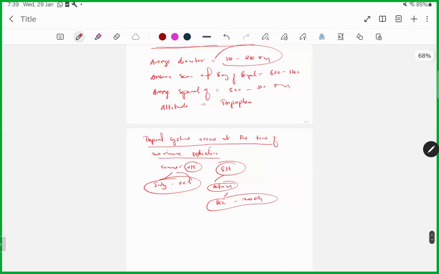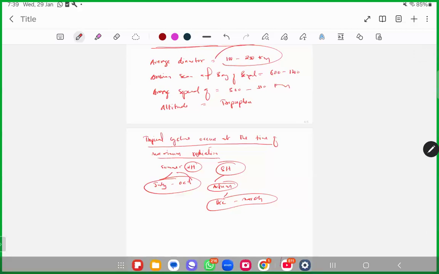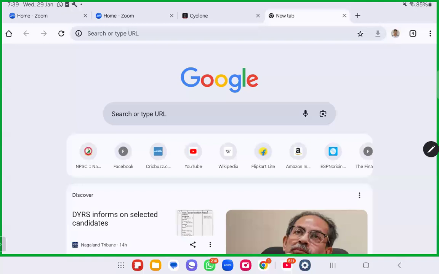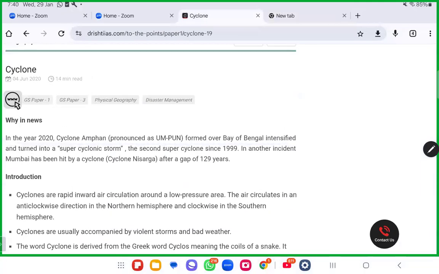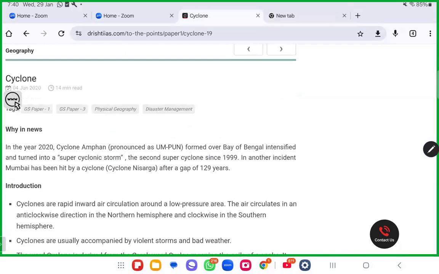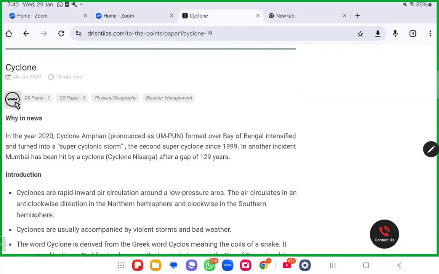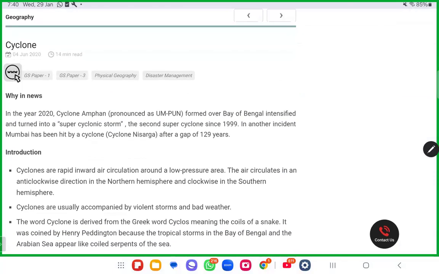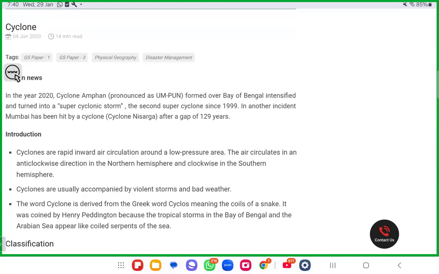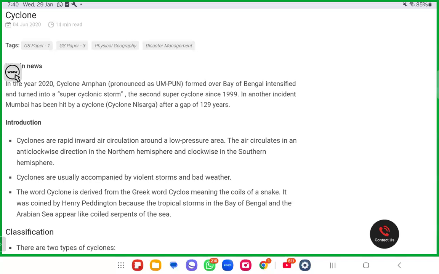All right, so let's go and see what is there. Why in news? In the year 2020, Cyclone Amphan, pronounced as Umpan, formed over the Bay of Bengal, intensified and turned into a super cyclonic storm, the second super cyclone since 1999. In another incident, Mumbai was hit by Cyclone Nisarga after a gap of 129 years.